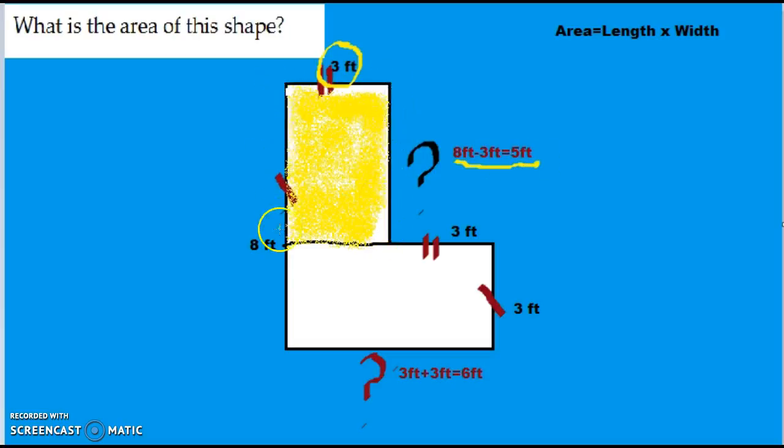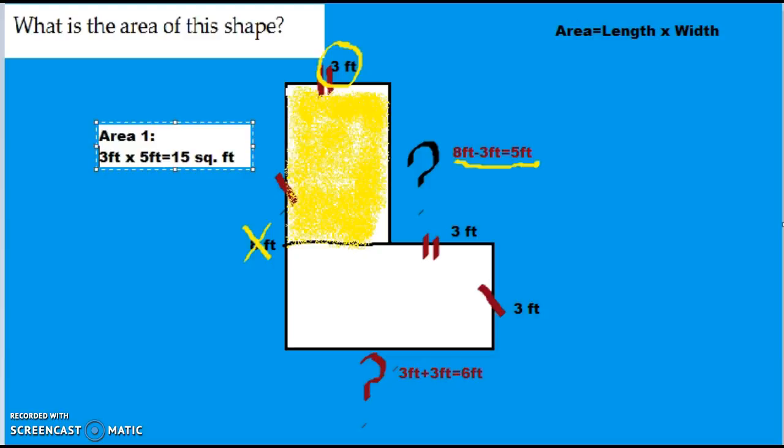We have to keep in mind that this 8 goes all the way down the figure. So we don't want it to be that long. We want it to stop right here. So that means my dimensions for this shape are 3 feet by 5 feet. And now all we have to do is multiply 3 feet times 5 feet equals 15 square feet.